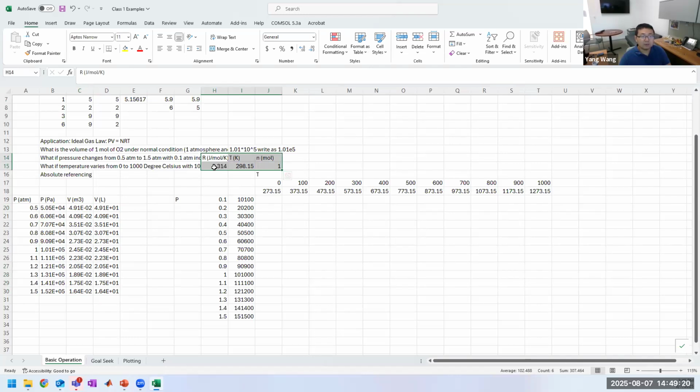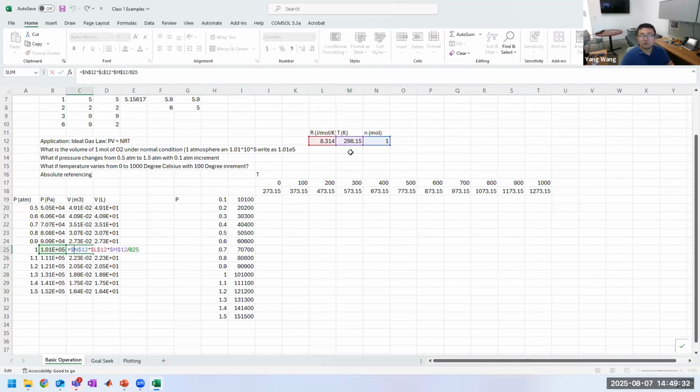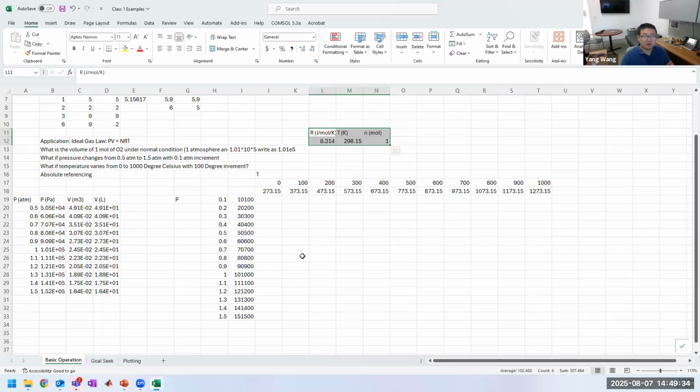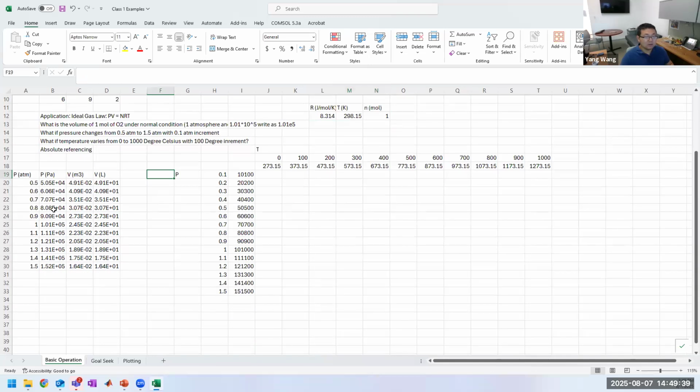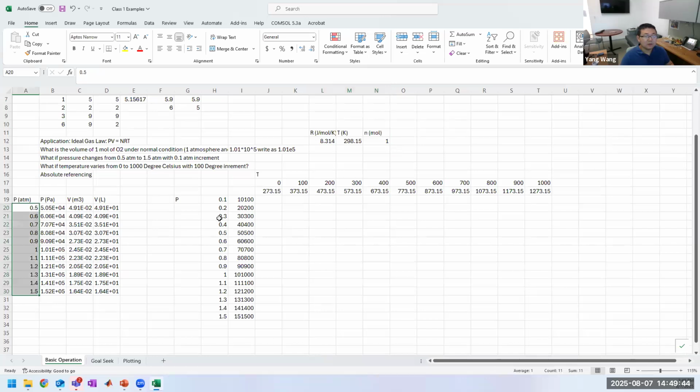So now let's make the problem even more sophisticated. I'll just copy these values over here. You can see that even if you copy the cells away, it's still going to trace where you put the cells. Now we're calculating from 0.5 to 1.5, and we want it to be 0.1 to 1.5 for pressure, but also vary the temperature from 0 degrees Celsius to 1000 degrees Celsius.